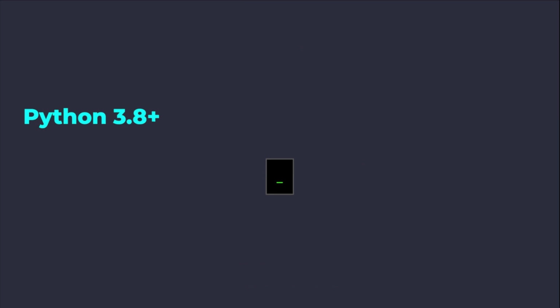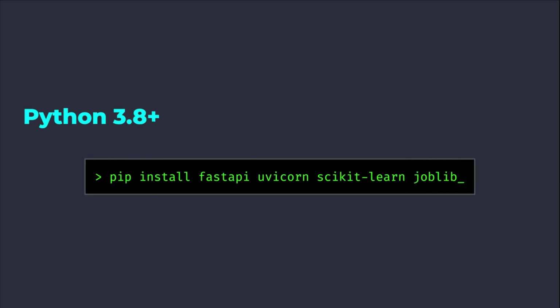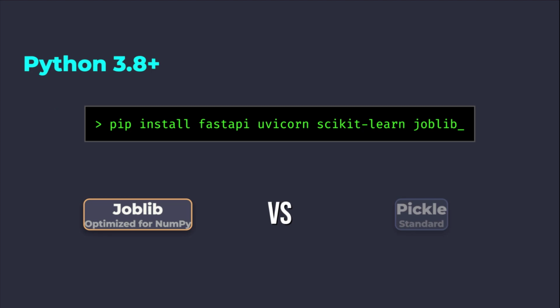Start by defining the environment. We require Python 3.8 or higher. Install the core dependencies using pip: FastAPI, Uvicorn, Scikit-learn, and Joblib for model serialization. Joblib is preferred over standard pickle for large NumPy arrays often found in Scikit-learn pipelines. Create a virtual environment to isolate these packages.